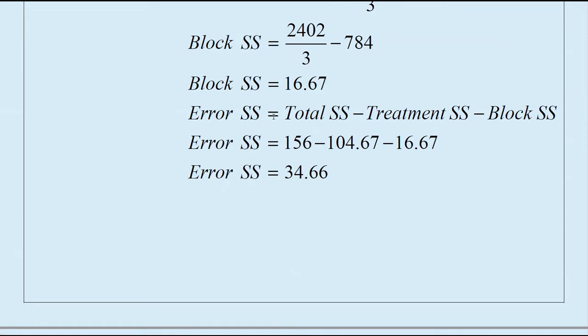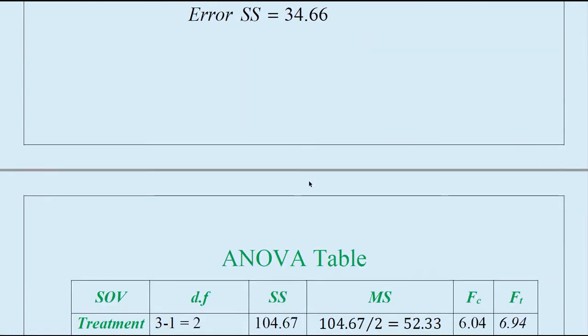Error sum of squares is equal to total sum of squares minus treatment sum of squares minus block sum of squares. So error sum of squares is equal to 156 minus 104.67 minus 16.67. So here is the answer for the error sum of squares.